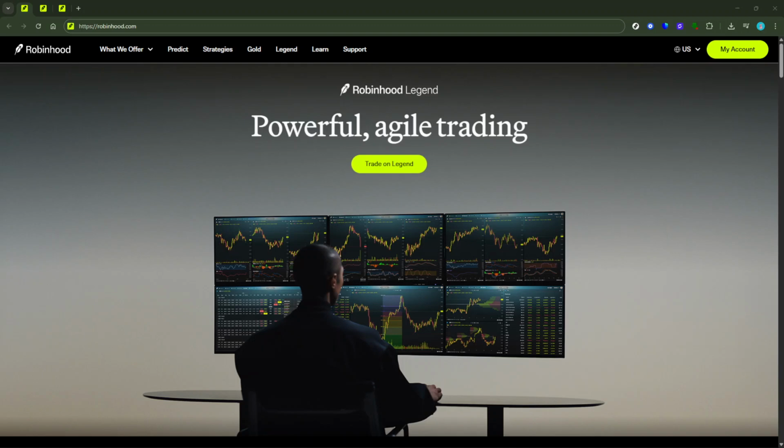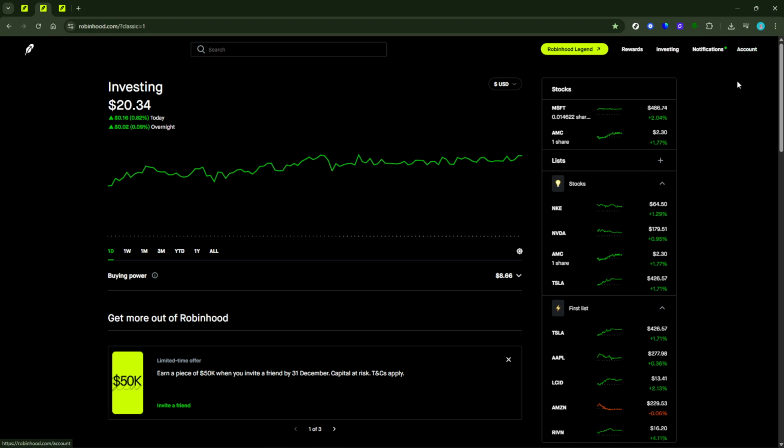Let's start by heading over to the Robinhood website. Once you're there, log into your account using your usual credentials. After logging in, you'll find yourself on the Robinhood dashboard, which is your central hub for all things investing.